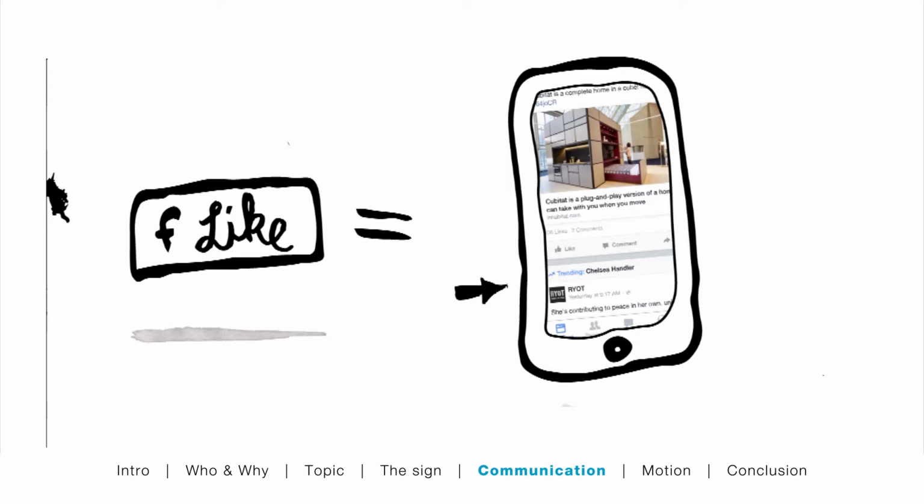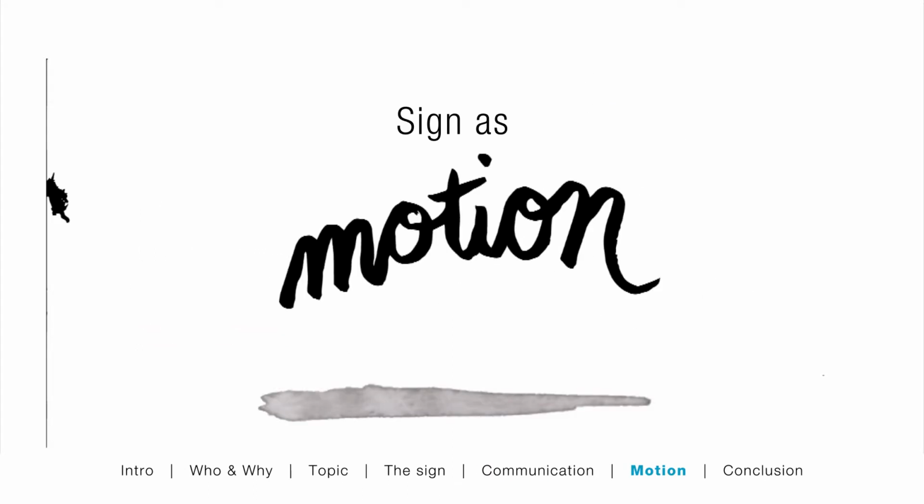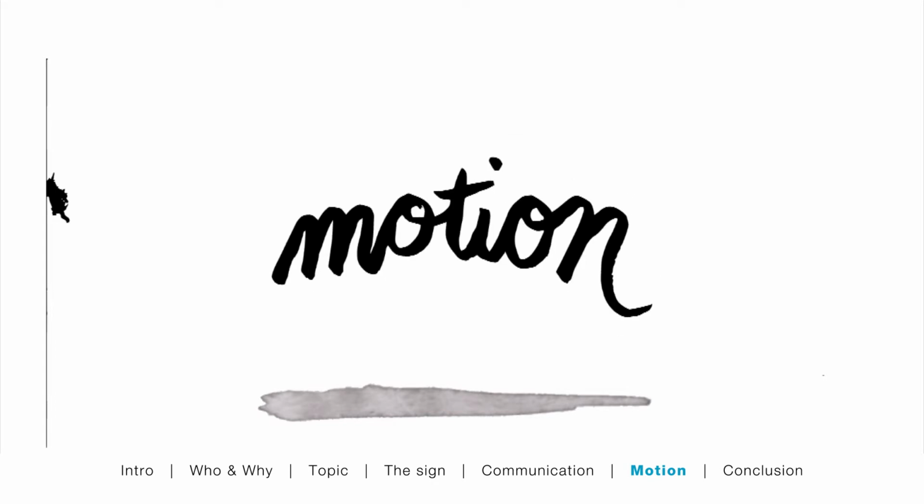However, there is something else at play here, and it's our physical interaction on that little button through motion. Sign as motion. Motion is situated in real life. It's a process of so many things that we do, feel, and see. It represents something inherent in humans and living and non-living things.